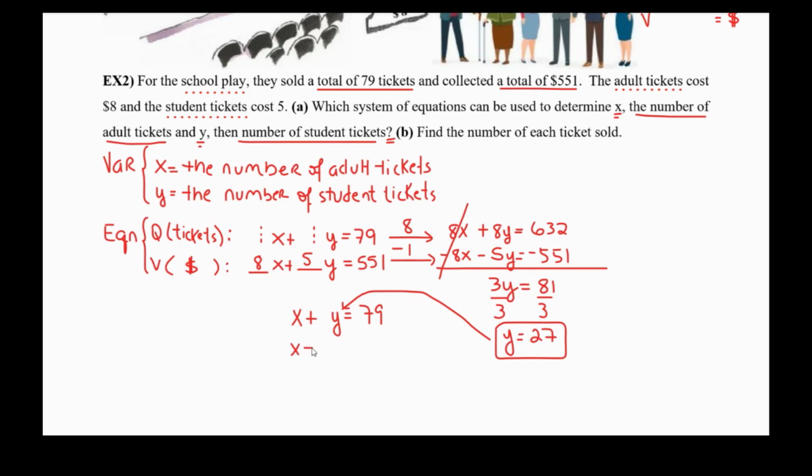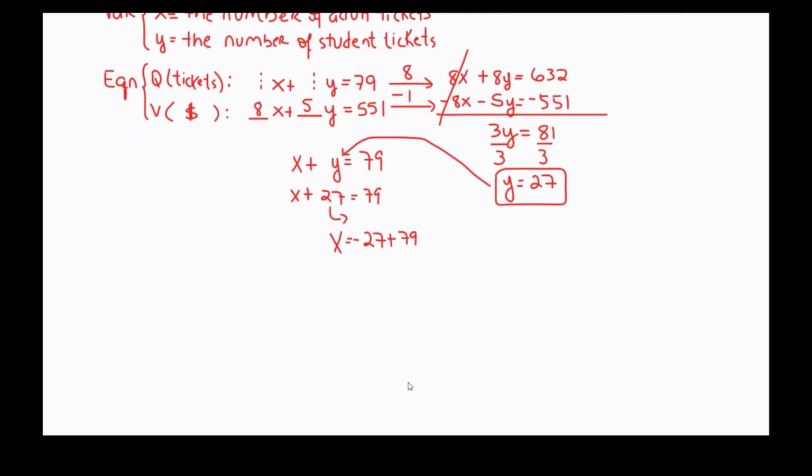So this will be x plus 27 equals 79. Then I'm going to move the 27 to the other side. So this will be x equals negative 27 plus 79. It will be x equals 52. So that means I have 52 adult tickets and 27 student tickets. All right, let's go on to the next problem.